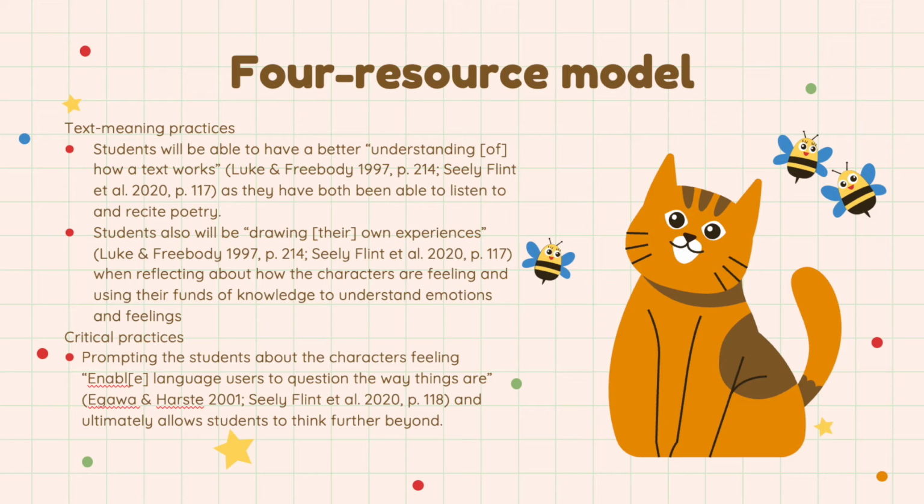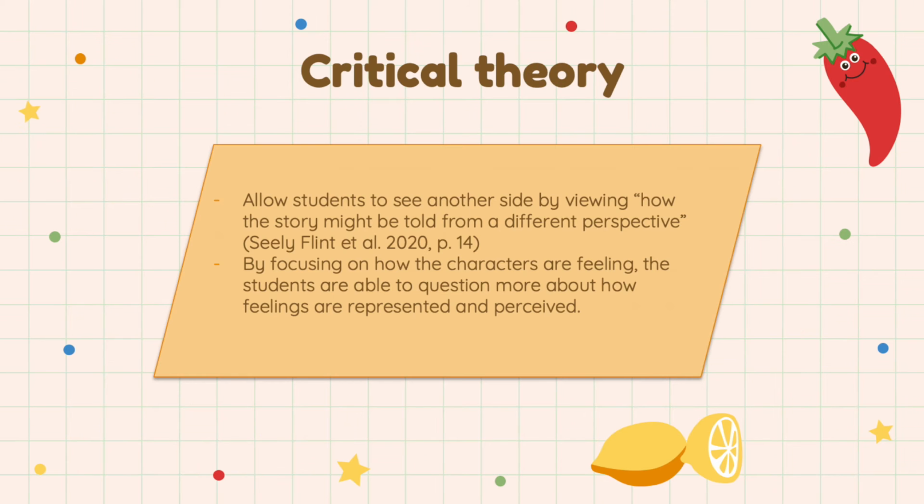Students also will be drawing their own experiences when reflecting about how the characters are feeling and using their funds of knowledge to understand emotions and feelings. Prompting the students about the characters' feelings enables language users to question the way things are and ultimately allows students to think further beyond. Critical theory allows students to see another side of the story by viewing how the story might be told from a different perspective.